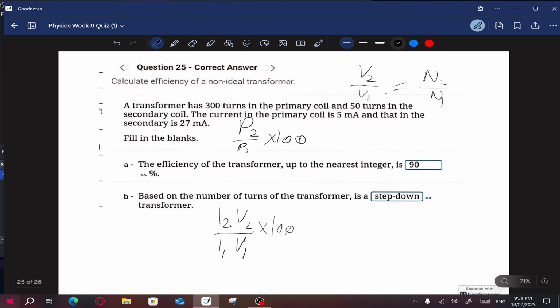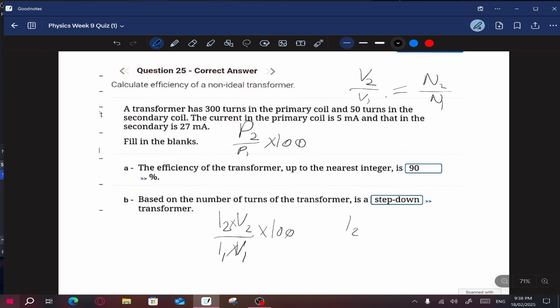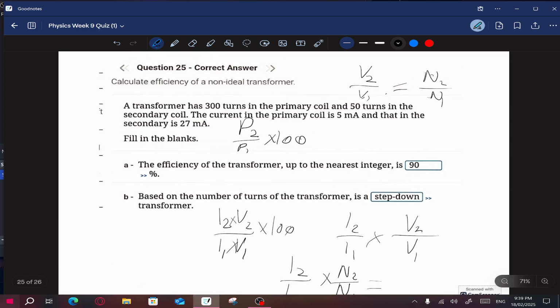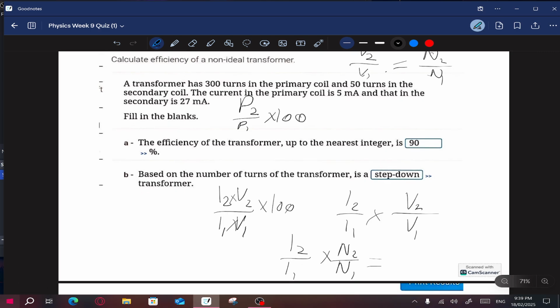You can split this fraction up into I2 over I1 times V2 over V1. Now remember, V2 over V1 is equal to N2 over N1. So this is I2 over I1 times N2 over N1, all times 100, but we'll multiply by 100 later. I2 is 27 and I1 is 5, getting my values from here, and then 50 turns in the secondary over 300 turns in the primary.